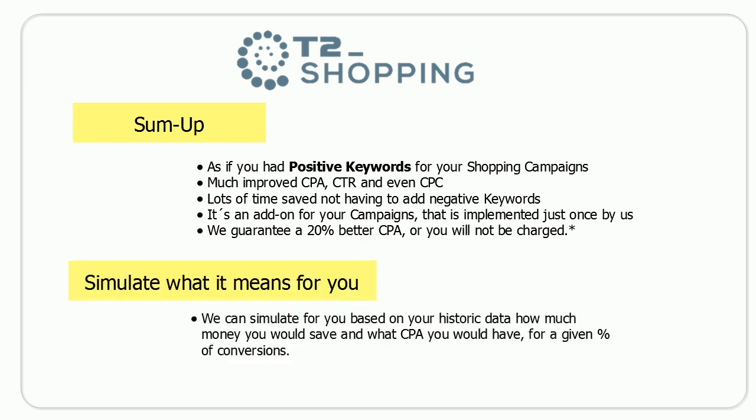Before starting with the implementation, you can ask us for a simulation. So we would show you, for example, keeping 100% of your conversions, how much can we improve your CPA? And the same for keeping 90% of your current conversions, and the same for 85% of your current conversions. You yourself can choose the intervals.